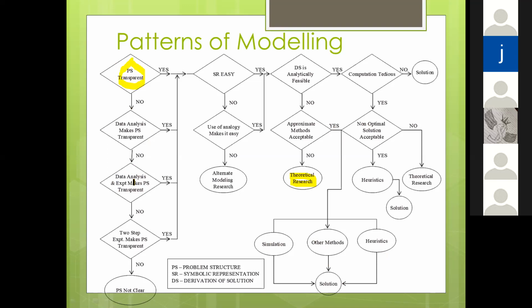So this gives you guidelines as to how we can actually approach a problem. At every step, I need to find out, is it becoming transparent? If I'm able to make a symbolic representation out of it, if I'm able to derive a solution out of it, if yes, then what? If no, then what? So we have to follow a particular method.